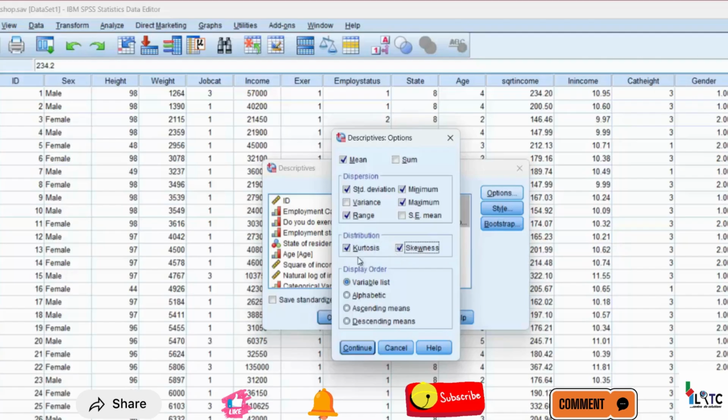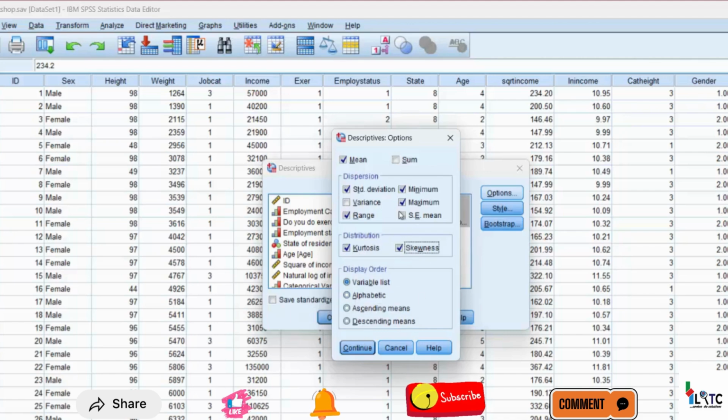But you must be interested in the normality, because you cannot just pick any technique to analyze your data. The technique of analysis will be dictated by the distribution of your data as well as the result of your unit root test. So in this case, we are going to select kurtosis and skewness. Every other thing here will remain the same.